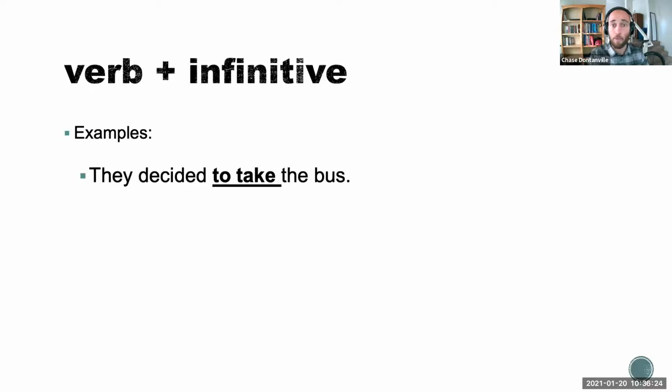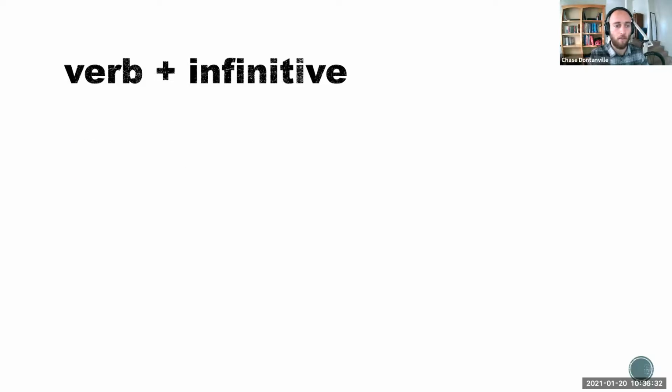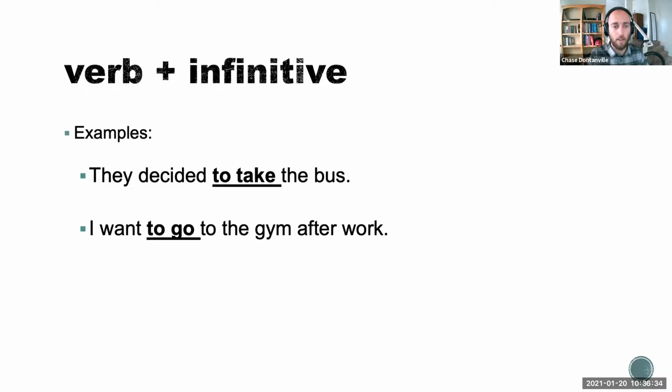So example sentences: They decided to take the bus. I want to go to the gym after work. Okay, so the to take, to go are infinitives, and we're using them as objects, right? Because they come after the verb. Decided to take, want to go.